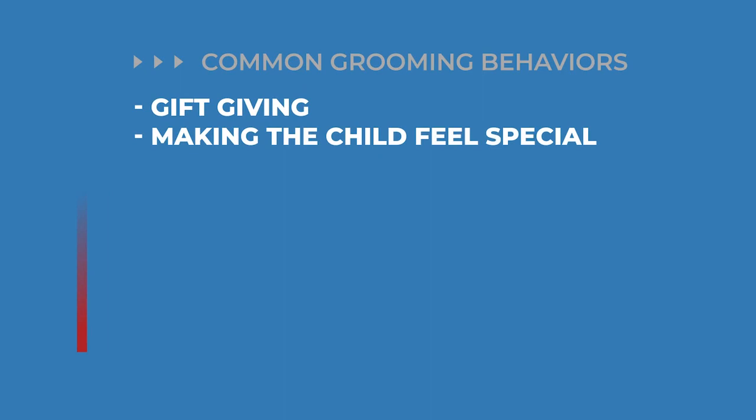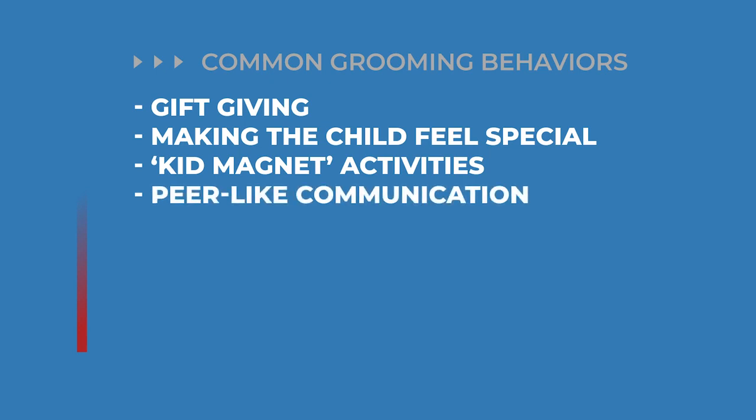Gift giving, meant to make that child feel special or chosen. Kid magnet activities. Preferential offenders tend to gather around them materials or activities that would be attractive to children within their age and gender of preference. And that tends to be combined with peer-like communication. So preferential offenders tend to communicate in a way that's more peer-like than adult to child.